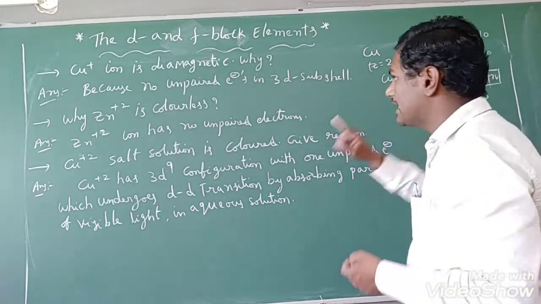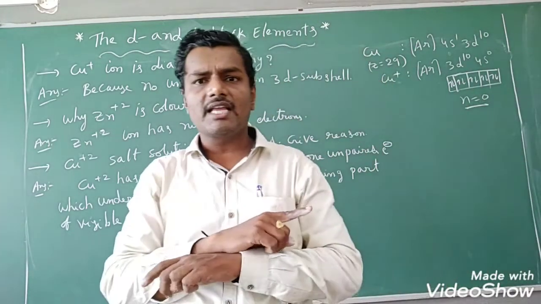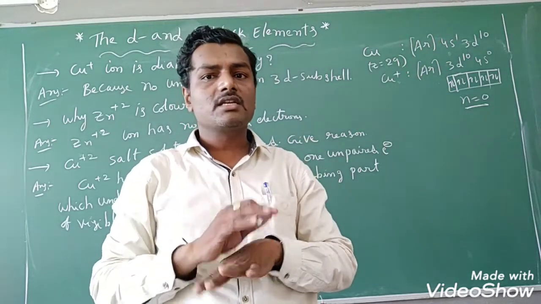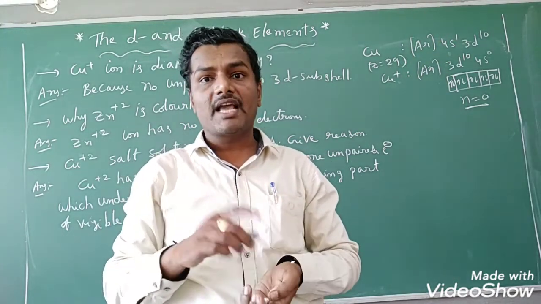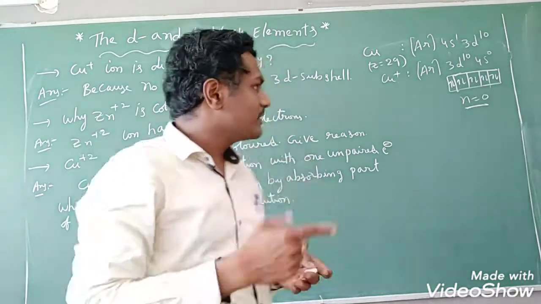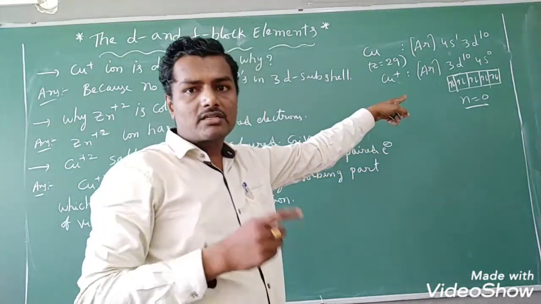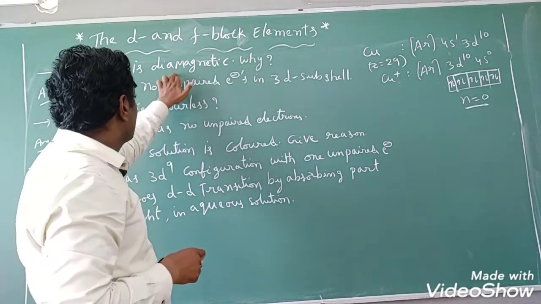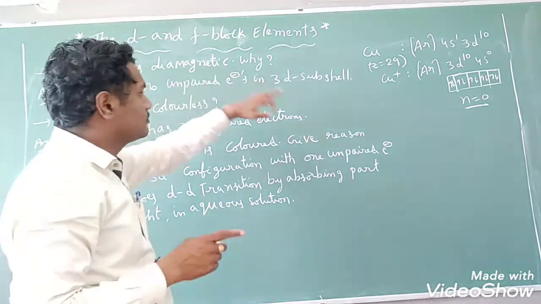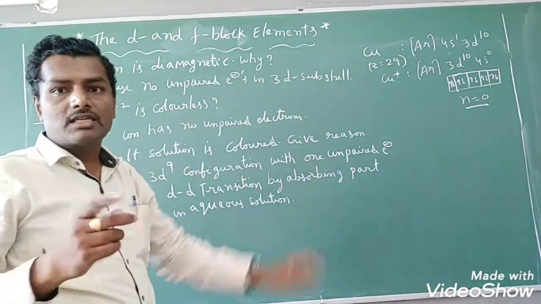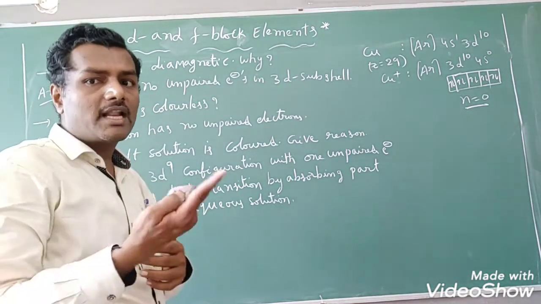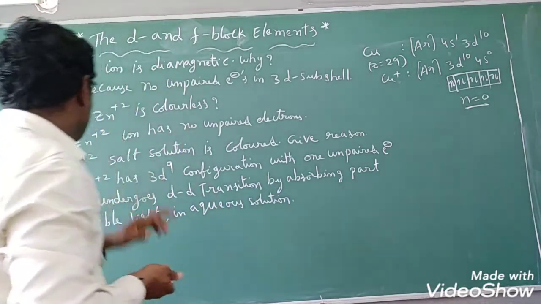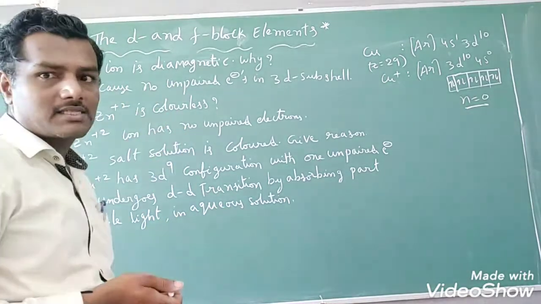So that's why, the substance which does not possess any unpaired electrons in its d subshell is generally diamagnetic. If it possesses at least one unpaired electron, definitely it is what? Paramagnetic, students. So this is diamagnetic. Cu plus ion is diamagnetic due to the absence of unpaired electrons in the 3d subshell. If it possesses at least one unpaired electron, it becomes paramagnetic.